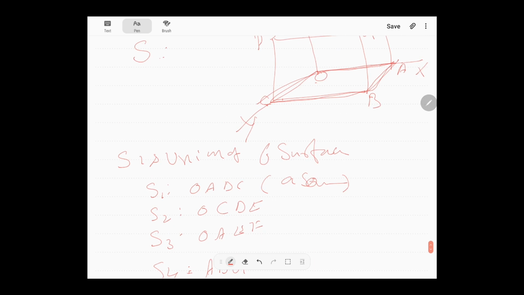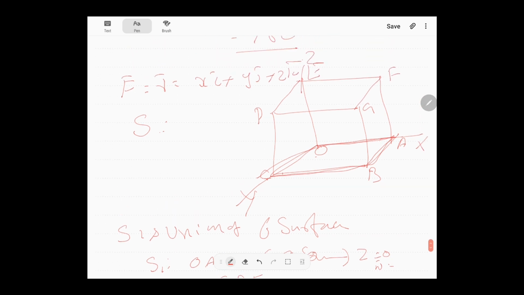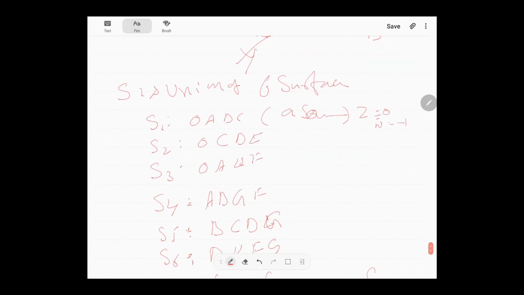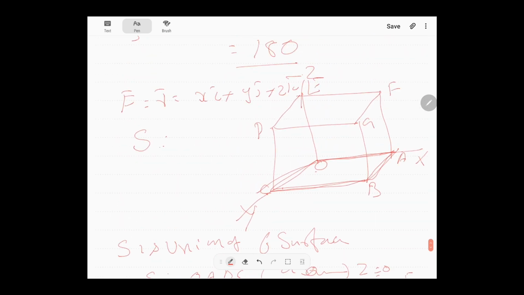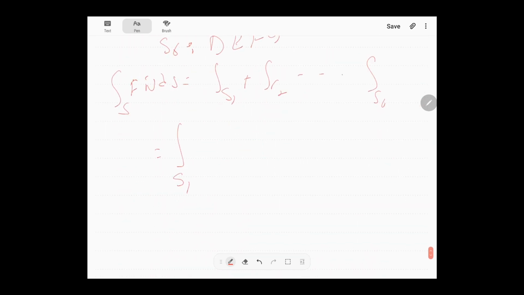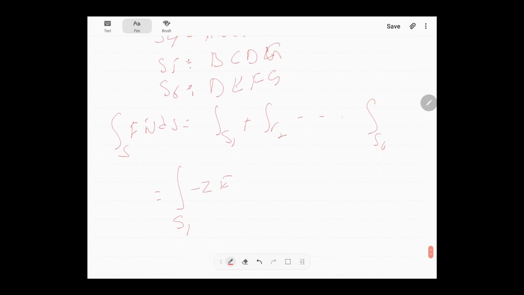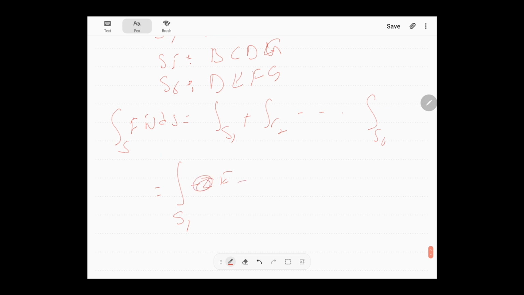S1 is a square, and here I am writing its equation: z is equal to 0. And for S1, what is n bar? n bar is the outward normal vector, and along the z axis it is k bar, so it will be minus k bar. What is F bar dot n bar? F bar is z k bar. If I make the dot product, I'll get minus z k bar. And along S1, what is z? That is 0. Therefore, this is 0.